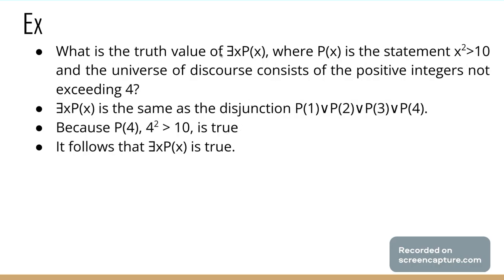Similarly, what is the truth value of there exists x P of x, when the statement is x square greater than 10, and the universe of discourse consists of positive integers not exceeding 4? So again 1, 2, 3, 4. Here it is there exists. We need to find one value which is greater than 10. And we saw that 4 gives the value 16, which is greater than 10. So since there is one value, there exists x P of x is true for this particular domain.